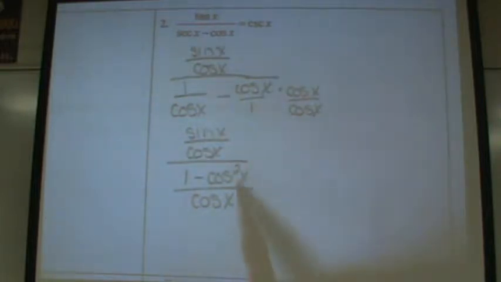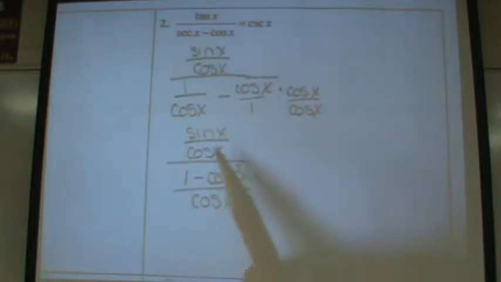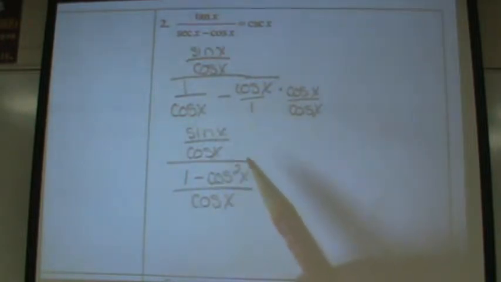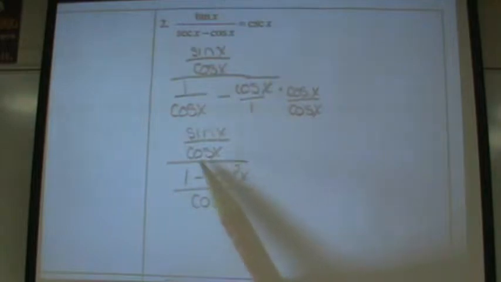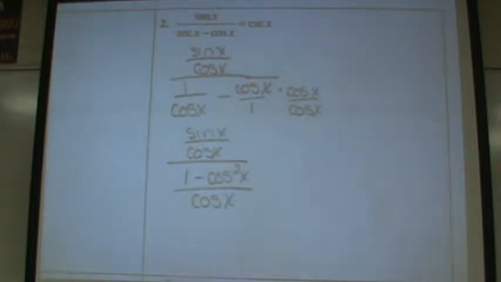Then we have a complex fraction. So we can either flip and multiply now, or there is one thing that we can rewrite. This 1 minus cosine squared, that goes back to our very first Pythagorean identity, and that is actually equal to sine squared. So we can rewrite this as sine x over cosine x all over sine squared x over cosine x.